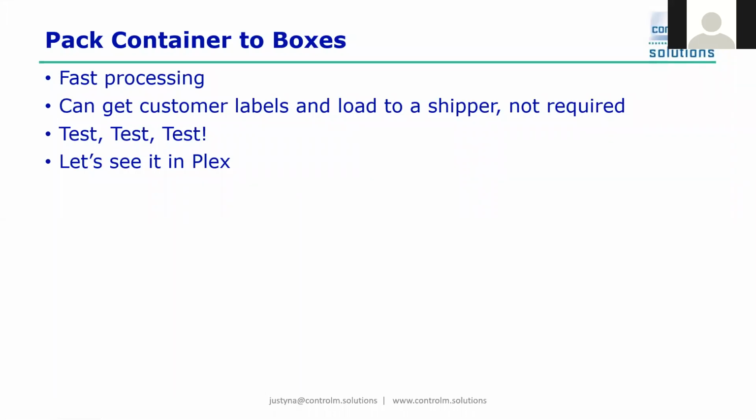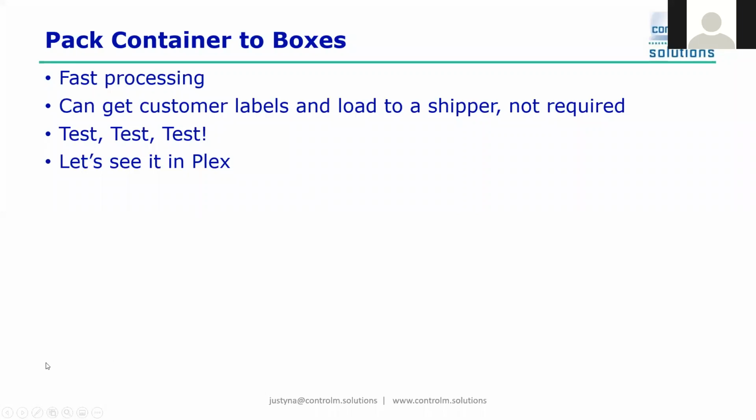All right. Pack container to boxes. This is a great fast process that can be used in 2 different ways. The first one is when you just want to take a big tote of parts and break it down into smaller containers with your own internal labels. The second one is you can pack containers right to a shipper, giving you the right labels and loading the shipper at the exact same time.